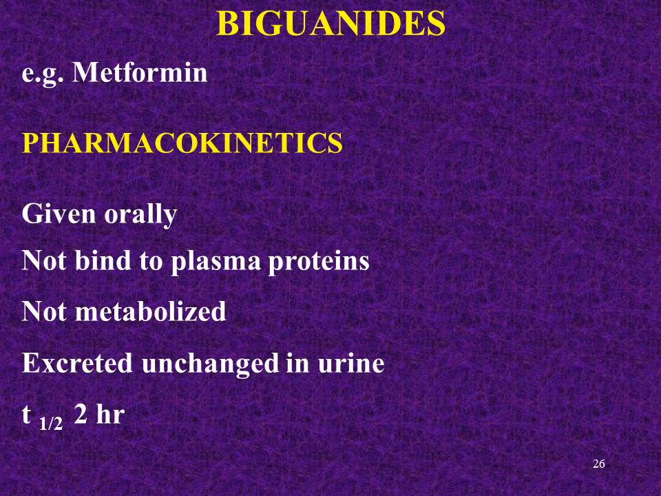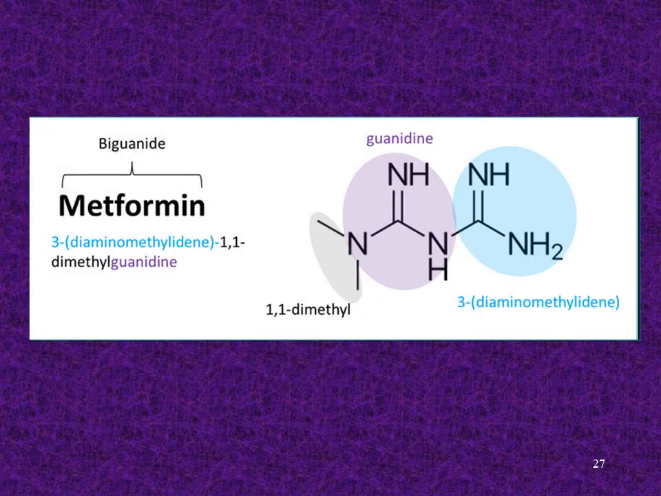Biguanide examples are metformin, and previously phenformin and buformin were also used, but they had severe adverse effects. That is why only metformin is used nowadays. It's given orally, has no binding to plasma proteins, is not metabolized, and is excreted unchanged in the urine. Half-life is about 2 hours. This is the structure of metformin, showing that it's a biguanide, a basic compound hydrolyzed to ammonia and urea.